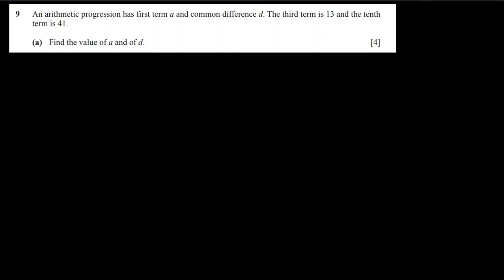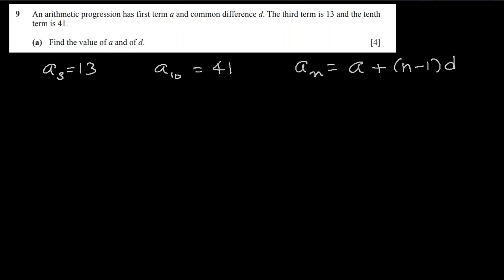Question number 9. An AP has first term A and common difference D. The third term is 13 and the 10th term is 41. So third term A3 is 13 and 10th term is 41. And we know that nth term of an AP is A, the first term, plus n minus 1 D. Let's use this formula for both the cases.